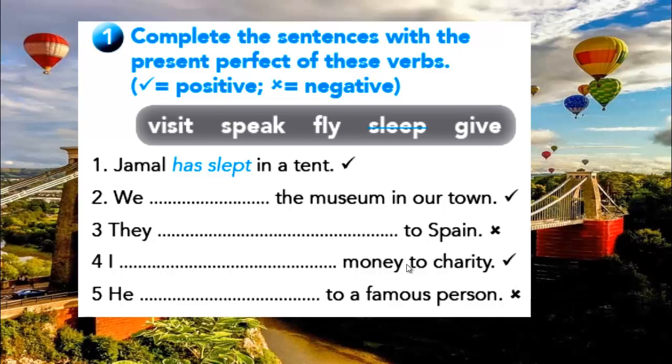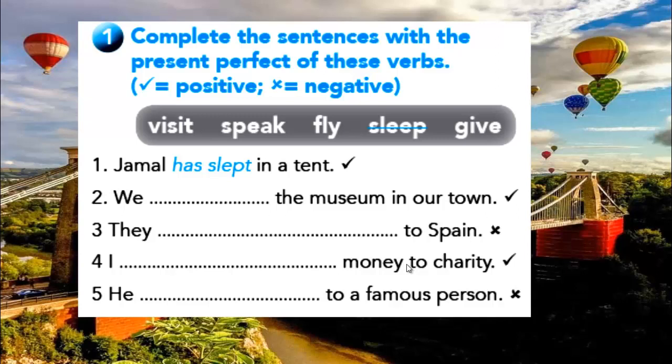So positive and what here? Negative. If it is positive, you are going to use has, have, plus PP from these verbs. But if it is a negative one, you are going to use what? Who can say this? That's right. I hear some students say it correctly. Hasn't or haven't. Very good.